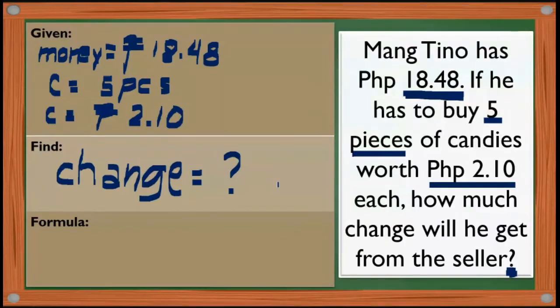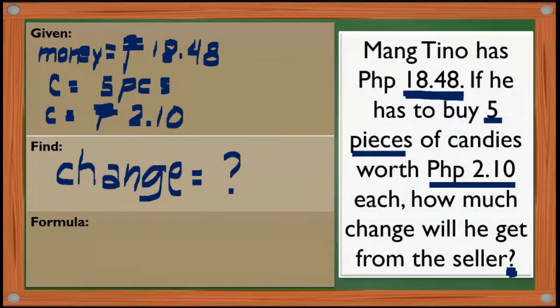Now, let's go with the formula. So what will be the formula in this problem? Ito yung parang ipaplan mo kung paano mo siya isosolve. Ulitin ko. Merong pera si Mang Tino na 18.48 pesos. At bibili siya ng 5 candy. Ang halaga ng bawat candy ay 2.10. Ang tanong, magkano ang kaniyang sukli? So, ano ang una nating gagawin?